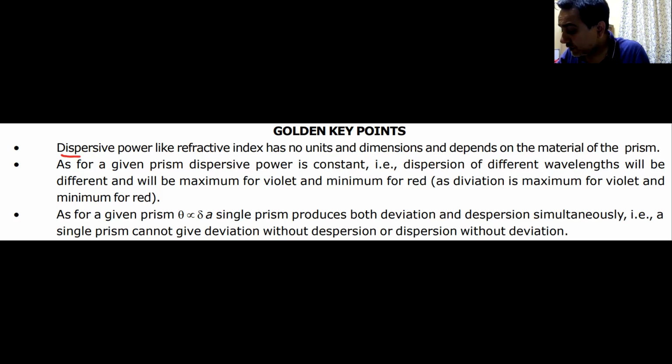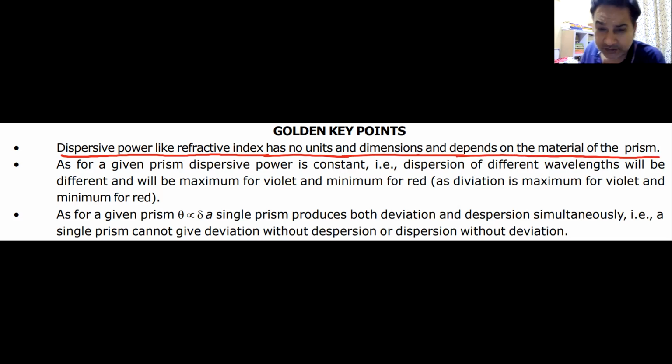As I told you, dispersive power, like refractive index, has no units and dimension and depends only on the material of the prism. Remember, dispersion has no dimension, but it has a unit of radians or degrees, angular dispersion, and it depends on two things. One is the material of the prism. The second one is the angle of the prism.